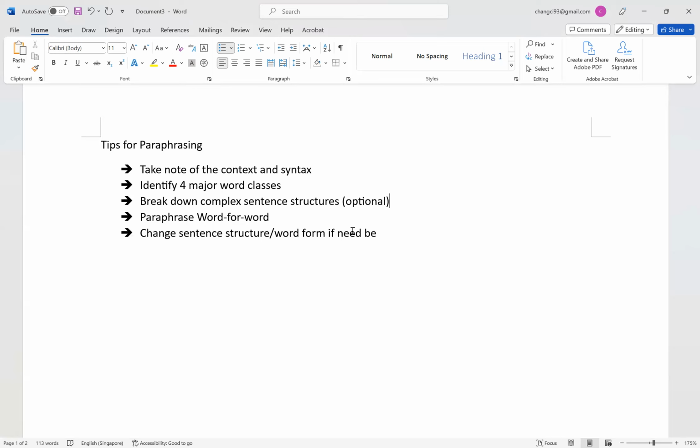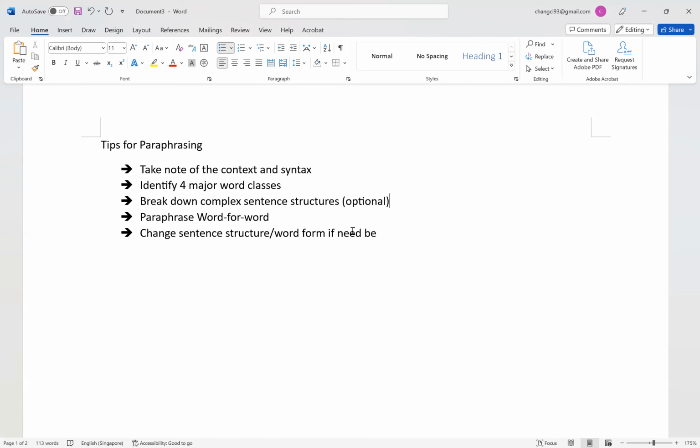Then you want to paraphrase word for word, right, while maintaining the sentence structure as much as possible. If need be, change the sentence structure itself or change certain word forms, because again, it's all contextual and syntactical. Expecting you to adhere wholesale to a particular sentence structure in certain cases, depending on the ideas being communicated, is frankly quite ridiculous.